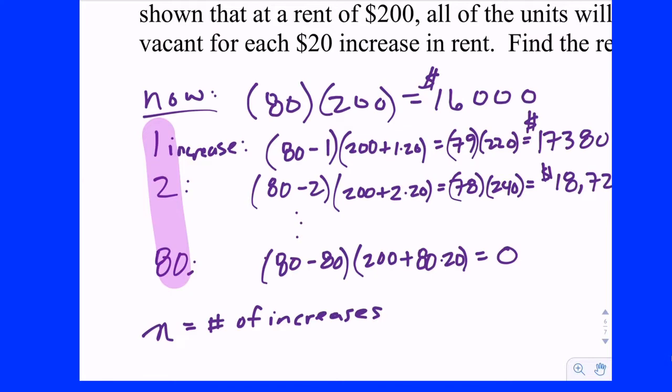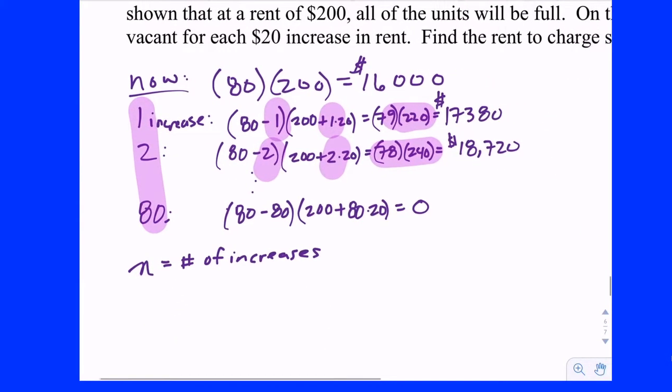And mathematicians, if they're nothing else, are pattern recognizers. So if I would have just thought about the sequence and used those numbers there, 79, 220, 78, 240, I wouldn't necessarily see the pattern, right? But by writing it like this, 80 minus 1 times 200 plus 1 times 20, 80 minus 2 times 200 plus 2 times 20, I can actually see my variable over here, the thing that is changing. I can see that number in the calculations.